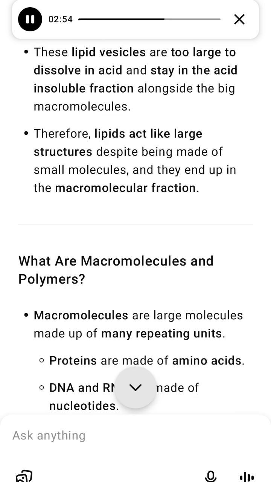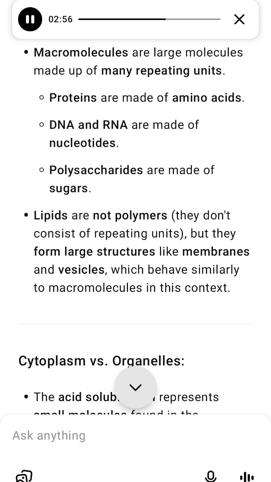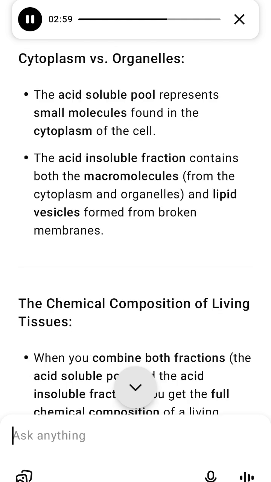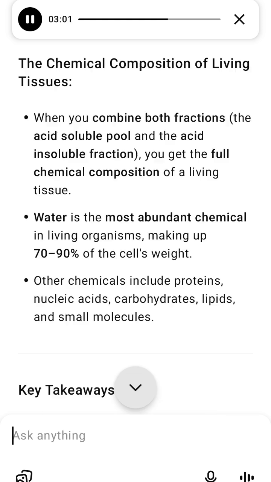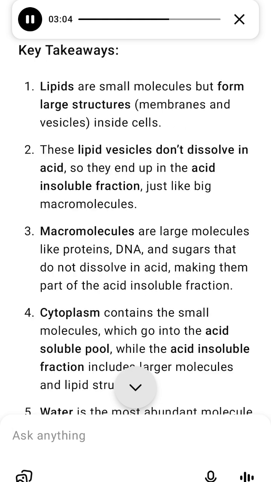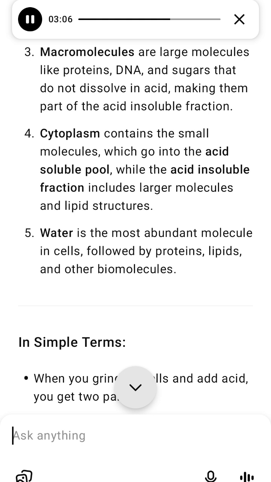In simple terms, when you grind up cells and add acid, you get two parts. Small molecules that dissolve in the acid. These are in the acid-soluble pool. Big molecules, proteins, DNA, etc., and lipid structures that don't dissolve in the acid. These are in the acid-insoluble fraction. Even though lipids are small, they behave like large molecules because they form membranes, which are large structures, so they end up in the acid-insoluble fraction.